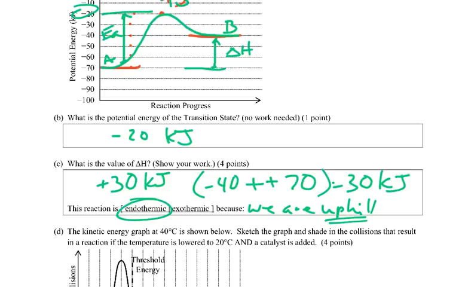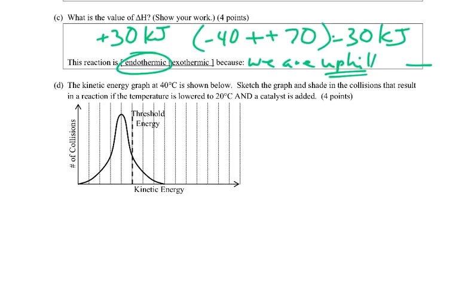Okay, we have to put energy in to go uphill. So it's endothermic. I almost missed that question, so be careful. The kinetic energy graph at 40 degrees is shown. Sketch the graph and shade in the collisions that result in a reaction if the temperature is lowered to 20 degrees and a catalyst is added.